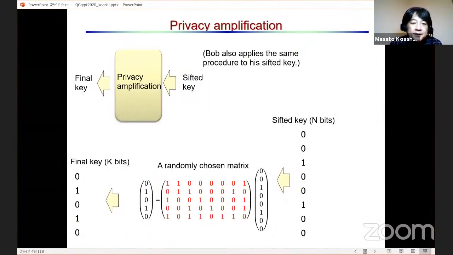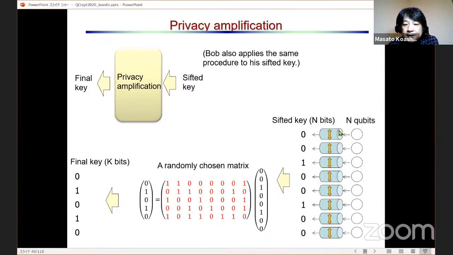Okay, so what is the privacy amplification here? Privacy amplification here is actually the multiplication of some binary matrix to the shifted key bits. So the privacy amplification computation looks like this. And here we are considering the shifted key to be the Z-basis outcome of the same number of qubits.